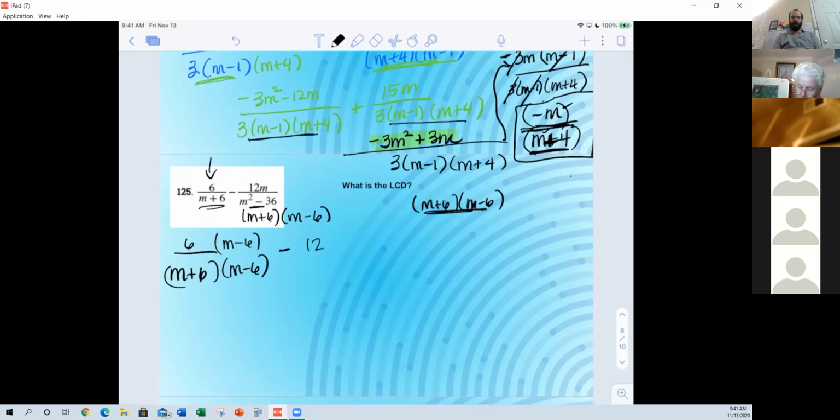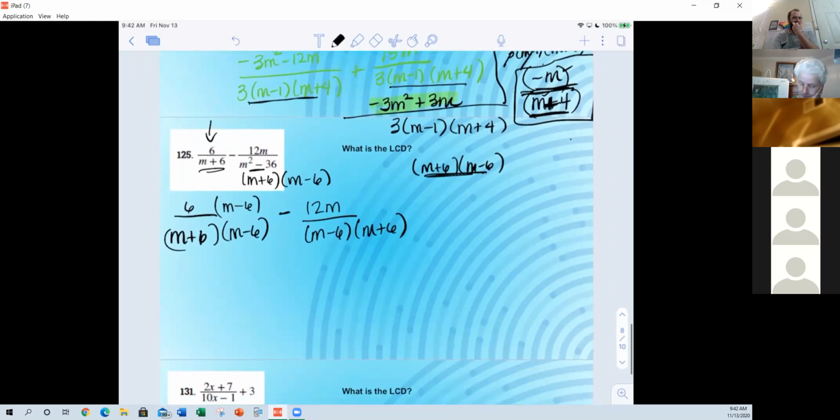Now the bottom here is already m minus 6 times m plus 6, right? So do we need to do anything to that one? I don't think so. Because the denominator is already what we want it to be. That's already factored out. Okay, so now what's the next step? Go ahead and distribute 6 times m minus 6. So it should be 6m minus 36. Minus 12m. Good.